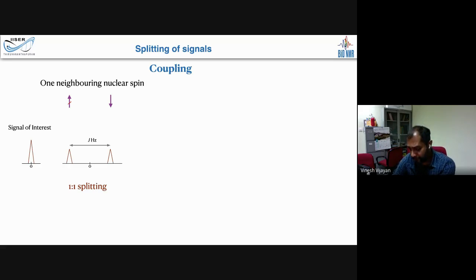And about the intensity: when there was no coupling, the intensity is really high. When you have the splitting, it has reduced to half. But the coupled peaks have the same intensity, which we call 1:1 splitting. The intensity has reduced, but the intensity of the coupled signals is the same, 1:1 splitting for one neighboring nuclear spin.